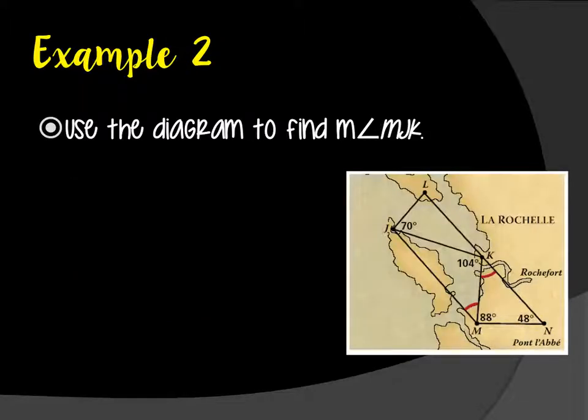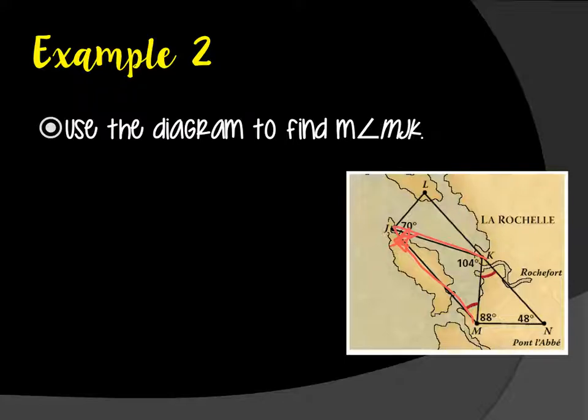So our next example, use the diagram to find the measure of angle MJK. So we're looking for this angle here, the one with the star, MJK. What can we do to find that angle? Add what? Florencia? Is it 88 plus 48, and then since it's congruent? Right, so we can find this angle first because it's congruent to this other angle. So then we could find our angle MJK.